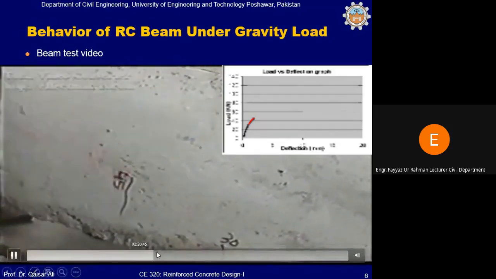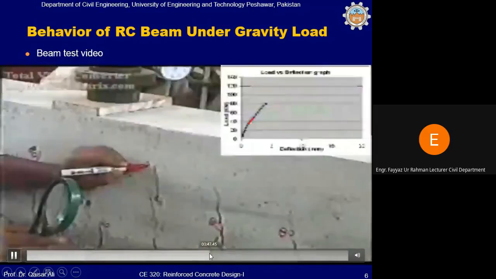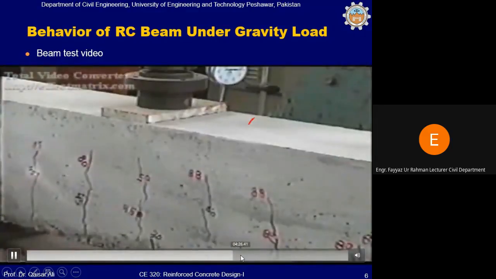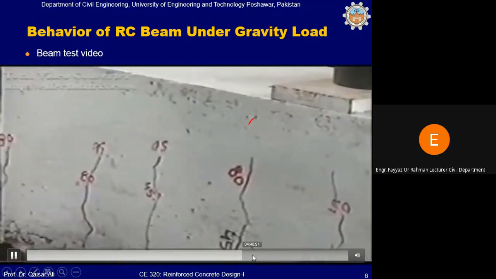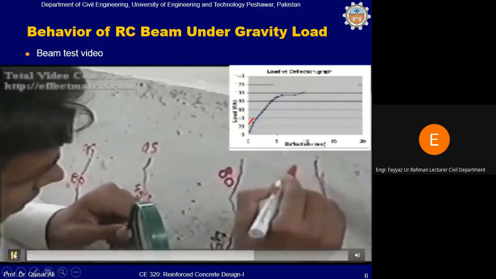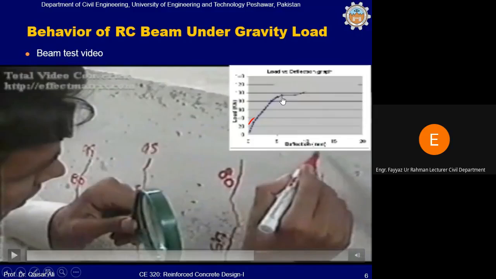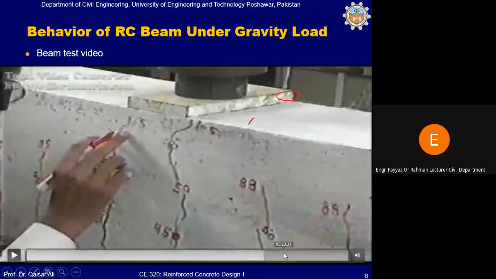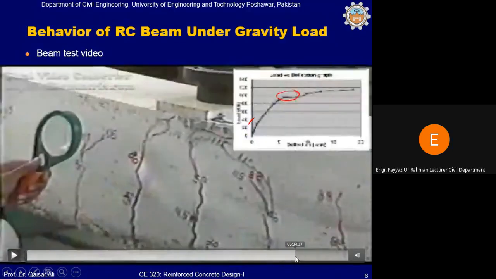Okay. Then you can see at a certain loading, there will be yielding of tensile reinforcement, which is depicted here in the load deflection curve. So after the yielding of reinforcement, what will happen? It will be followed by the widening of cracks.